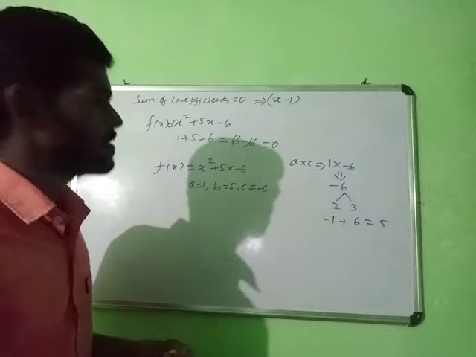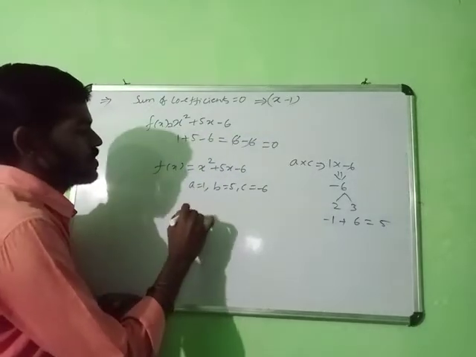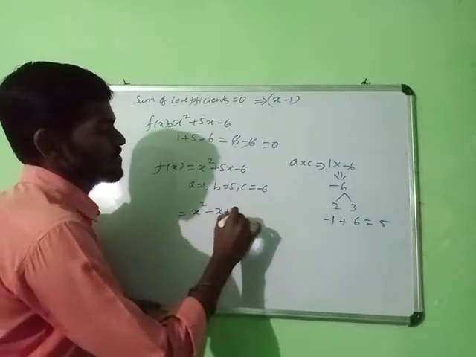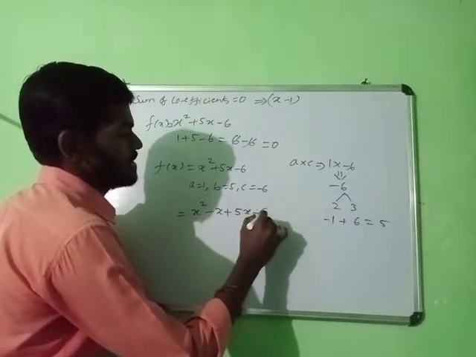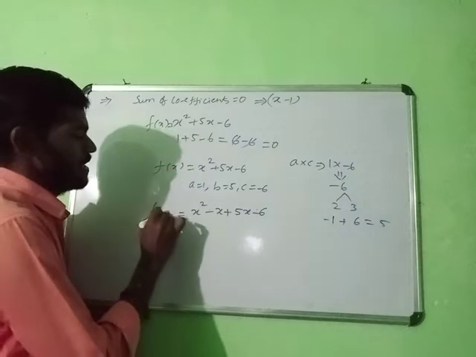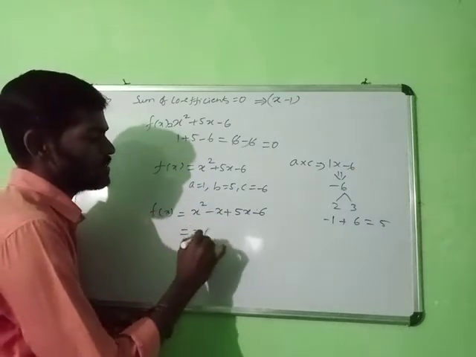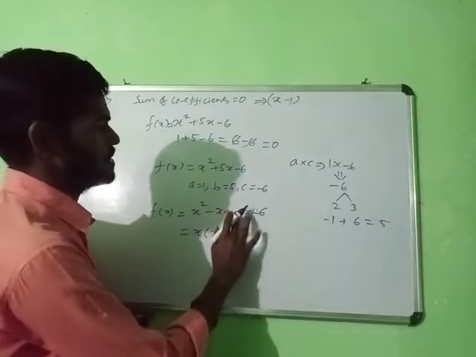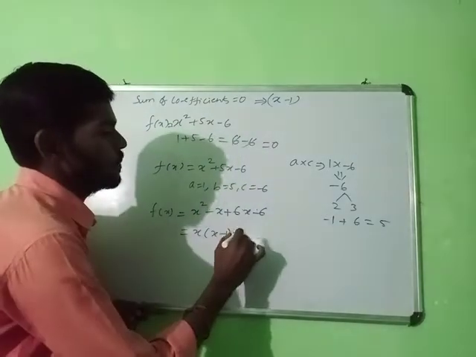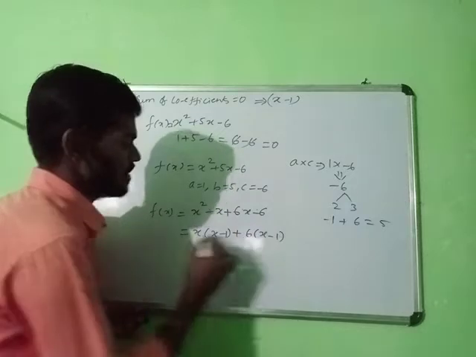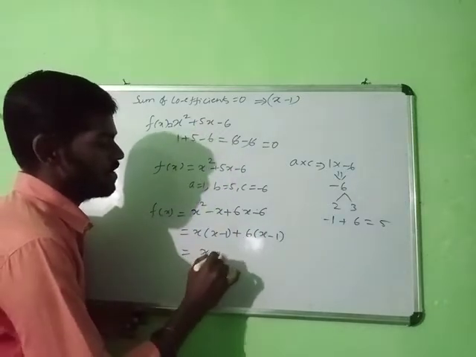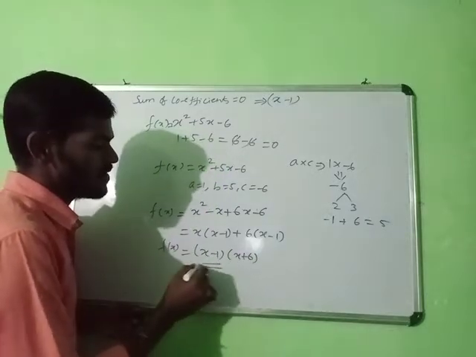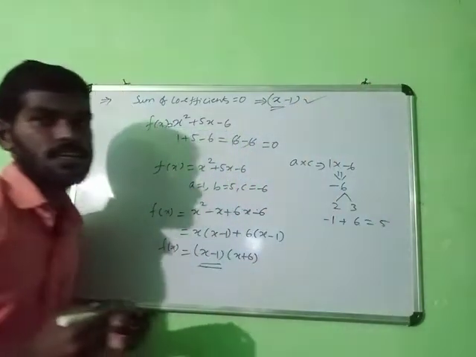Now take this one. x square plus 6x minus x minus 6. Here take x common: x minus 1. Now plus 6 common: x minus 1. So here take x minus 1 common, what will come? x plus 6. So x minus 1 is a factor of this f of x.